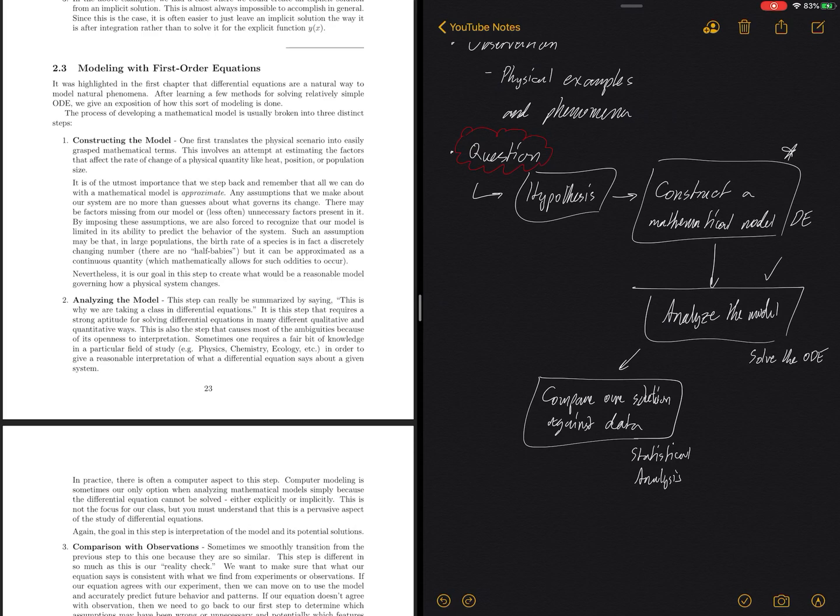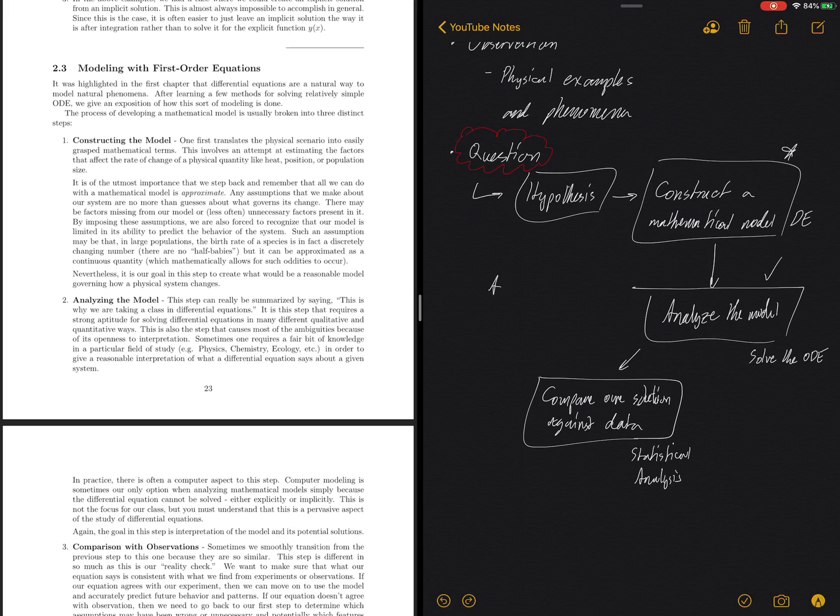So yes, technically that is an analysis, and that should be up in the previous step, but no. What we're doing in the previous step is analyzing the model itself, and that usually just means solving the differential equation, or finding different aspects that arise from it, or different features that are noteworthy within that model.